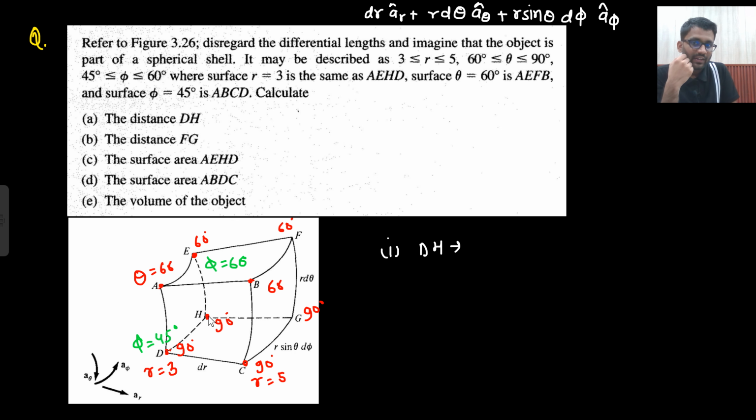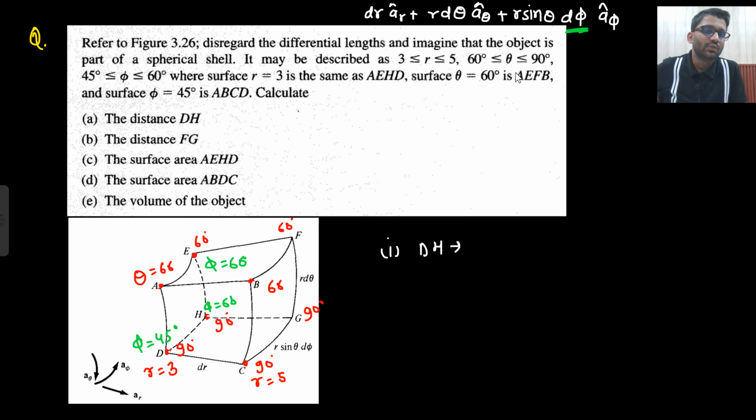Here phi is 45 degree, here phi is 60 degree. So here what is changing? Phi is changing. Theta is 90 degree, theta is 90 degree. R is 3, R is 3. So what is changing? Only phi is changing. You can understand this is phi equals to 45 degree. And what is phi here? Phi equals to 60 degree. So let me show in the next diagram. I am only showing the things which are important here. Phi equals to 45 degree and phi equals to 60 degree. So only phi is changing. So this value is changing. So what will be my length?